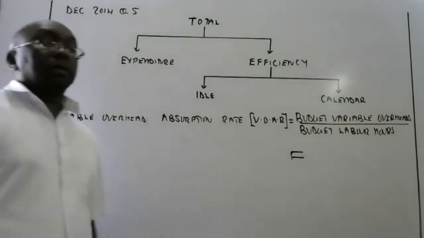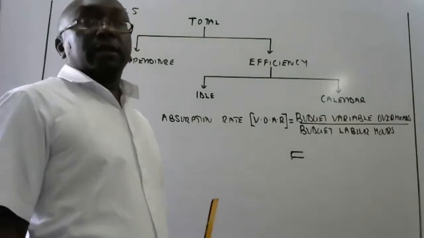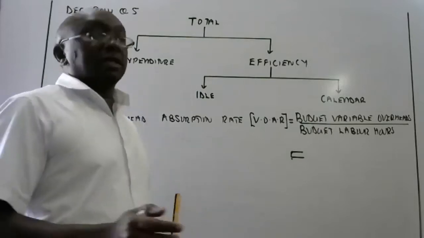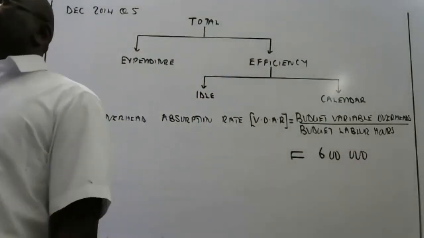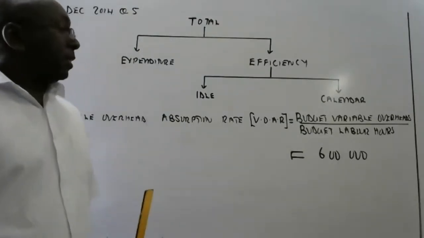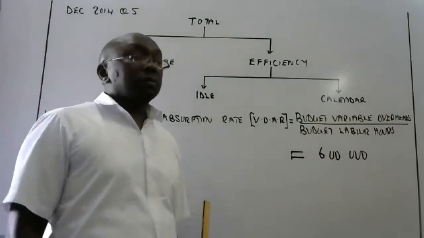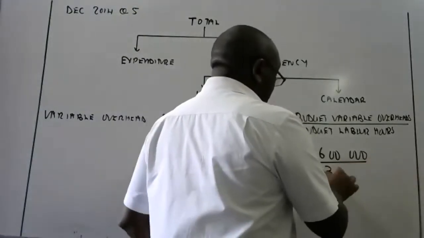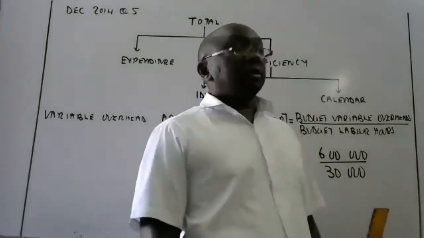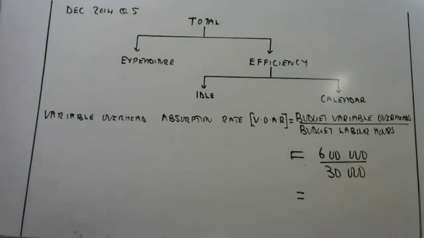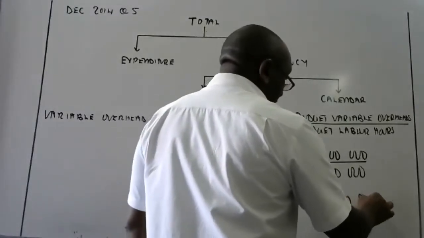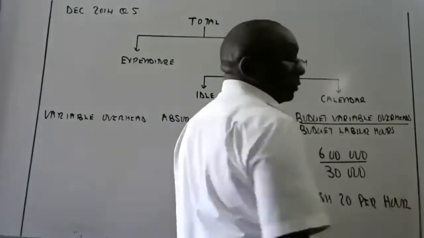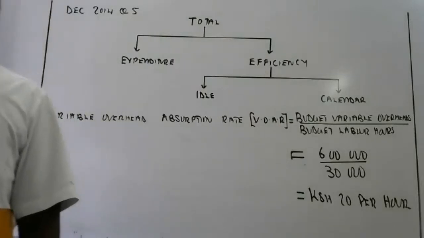6,000. I think there was a typo. You can come and look at it. It's supposed to be 600. The 6,800 is the total of those three that are there. And how many budget hours? Is 30,000, eh? The hours are 30,000. So when you divide, what do we get? It is Kenya shillings 20 per hour.